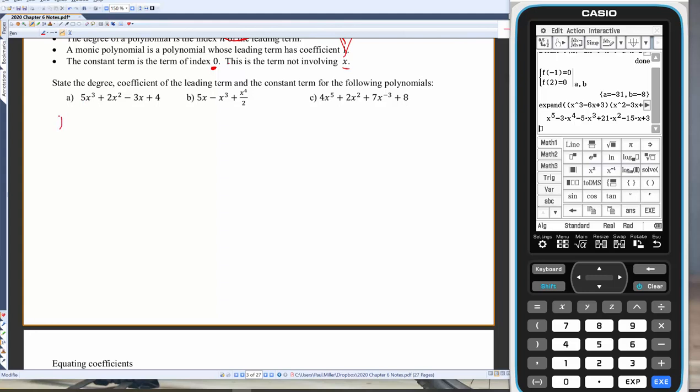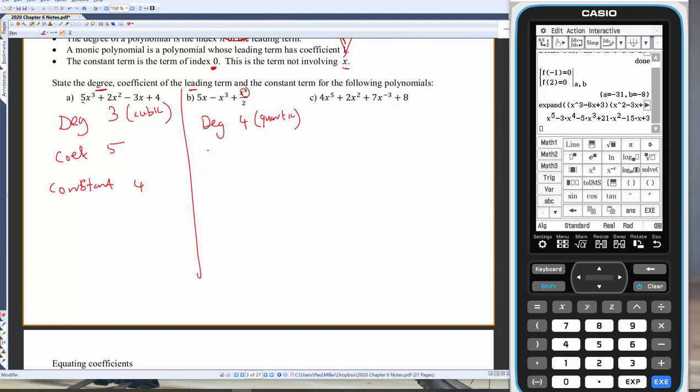Okay, so what we've got is a degree 3, or cubic. The coefficient of the leading term is 5, and the constant is 4. All right, let's have a look at this one. Oh, tricky. So the leading term, the degree of this, look at this, it's power 4. Okay, so it's a degree 4, and we call this cubic, we call this a quartic. So it's a quartic function, power 4s.